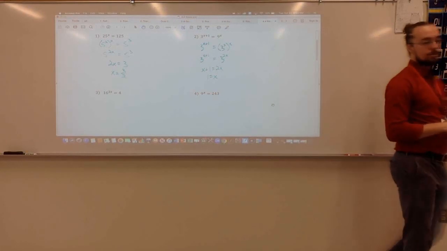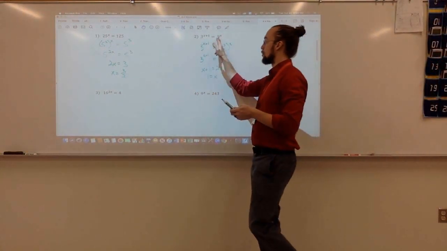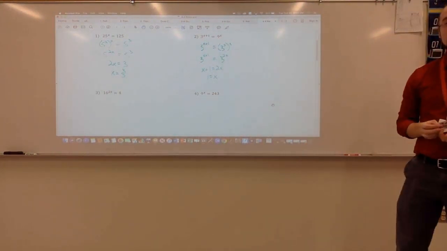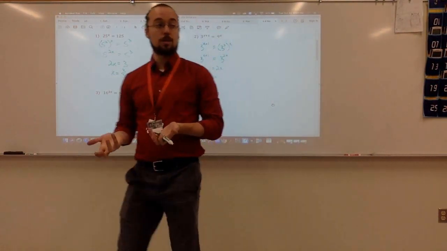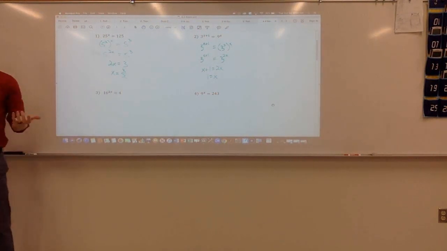So this strategy is very specific to us being able to rewrite the bases as the same thing. That's not always going to work. We're not always going to be able to do that. But if we can, it gives us an easy way to solve the problem.